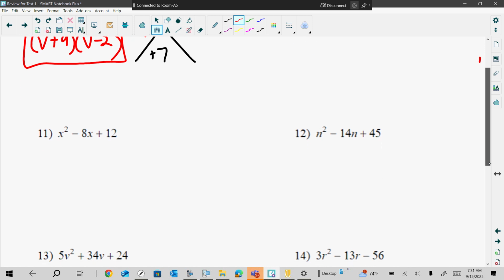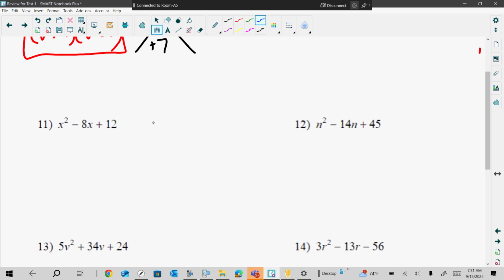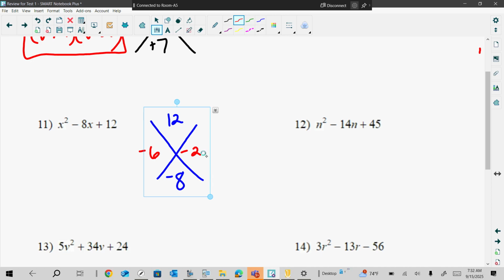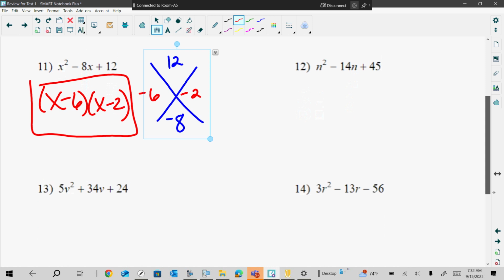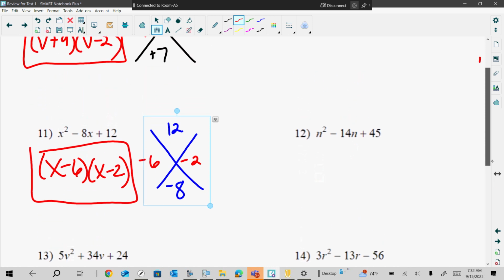Okay. 11 here. The C is a positive 12, but my B is a negative 8. So I need factors that give me a positive 12 and add up to give me negative 8. That would be negative 6 and a negative 2. So this is x minus 6 and x minus 2. Okay, so basic trinomials up to 12. Okay, still check for GCF.